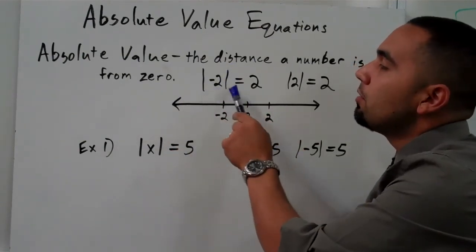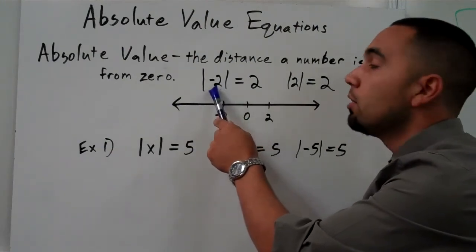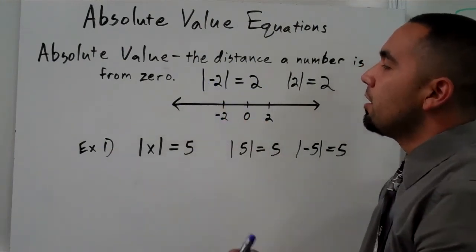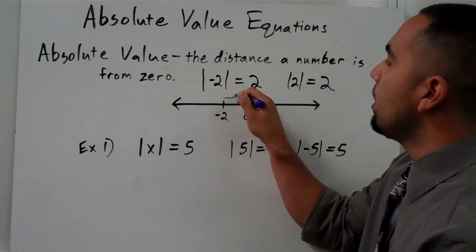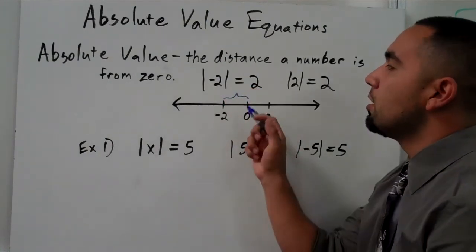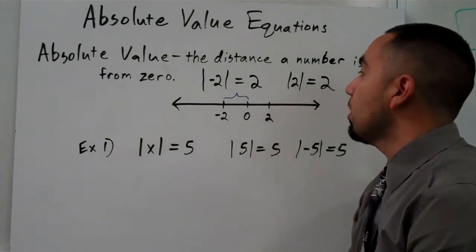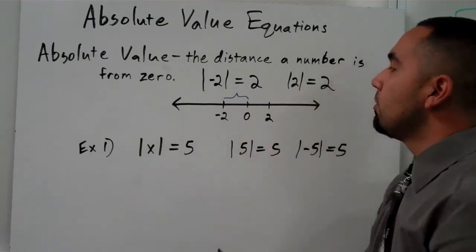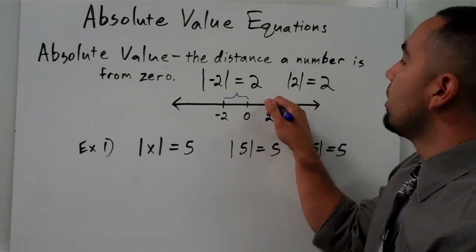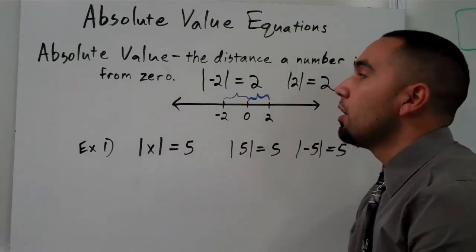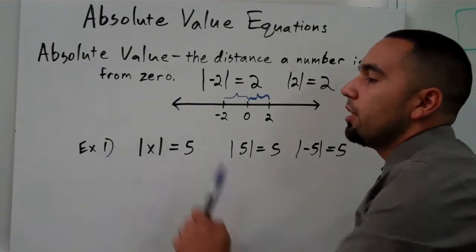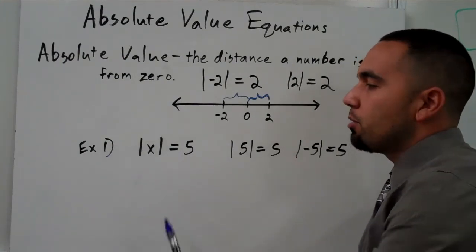So here we have the absolute value of -2. And since it's calculating the distance from zero, we look at -2 and we say, how big is this distance? Well, that distance is 2. Okay? And the same with any positive number. We can think of from 2 to 0, we still get 2. Okay? So let's take a look at example number 1, just so that we understand what absolute value means.